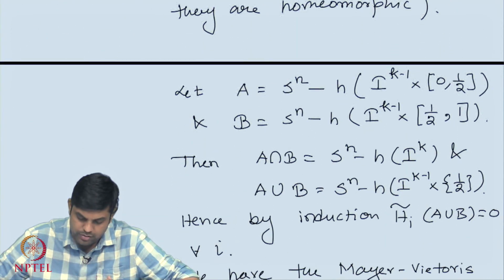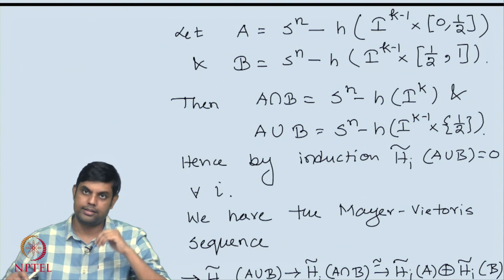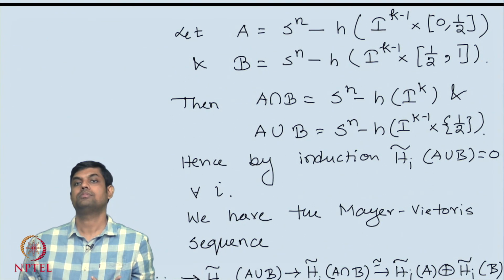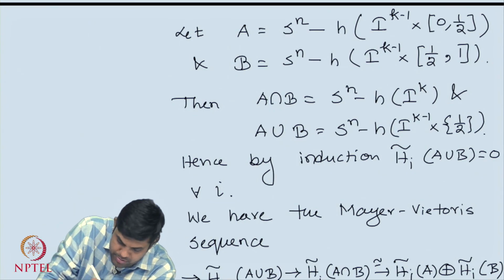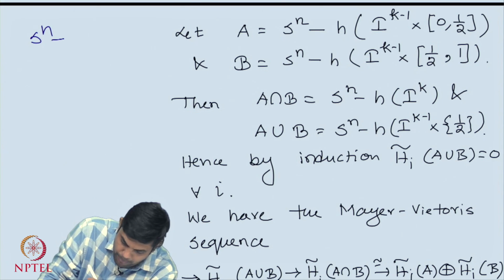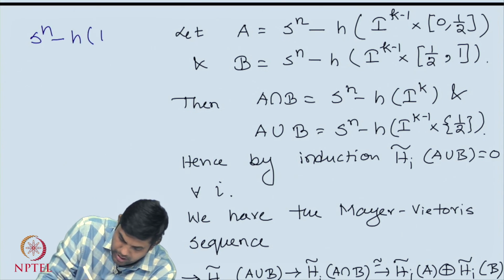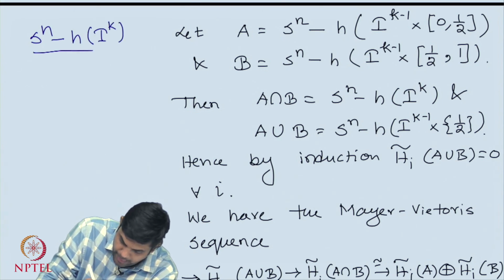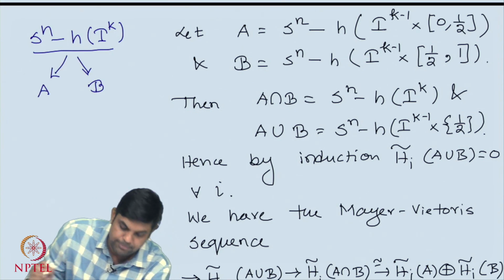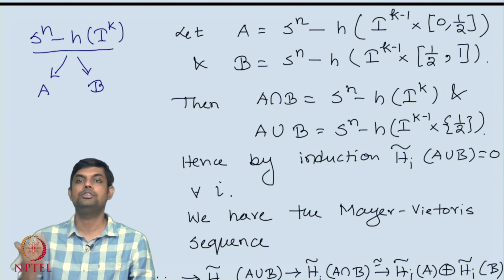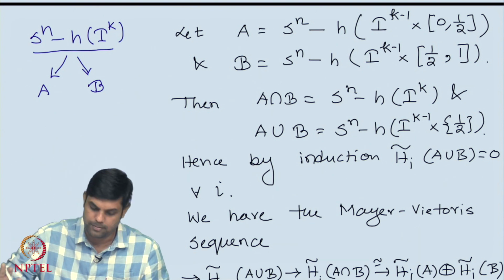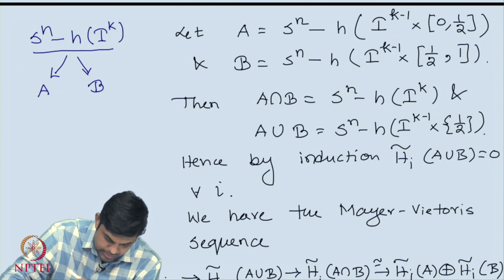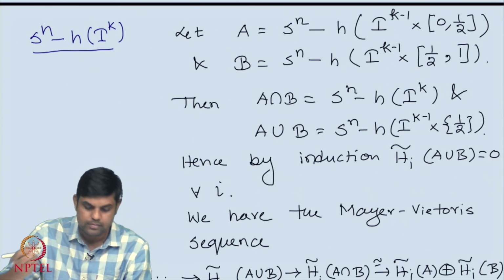Okay. So now what I am going to do is look at the complement of I^k inside S^n. So my object of interest is S^n minus an embedding of I^k. And I am going to write it as a union of two objects A and B, and I am going to use the Mayer-Vietoris sequence. That is my goal, primarily.